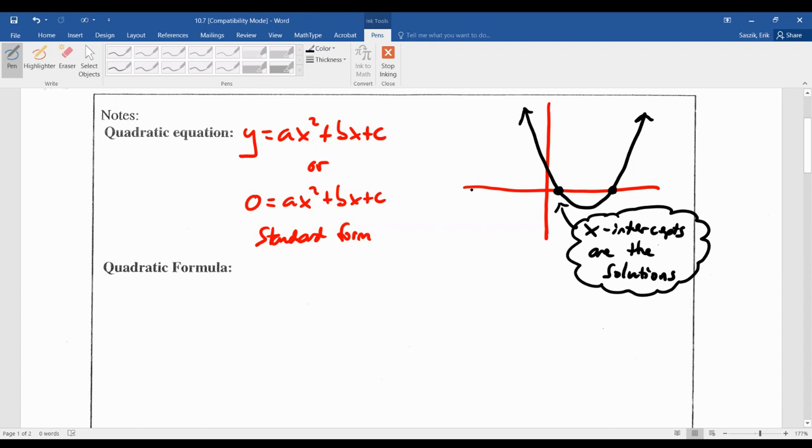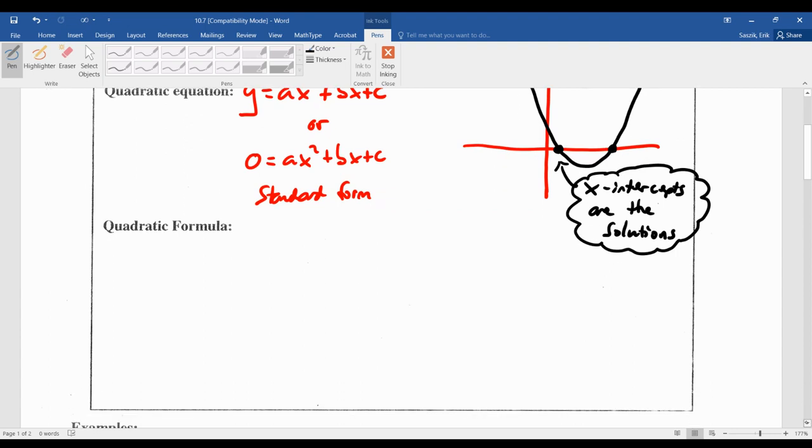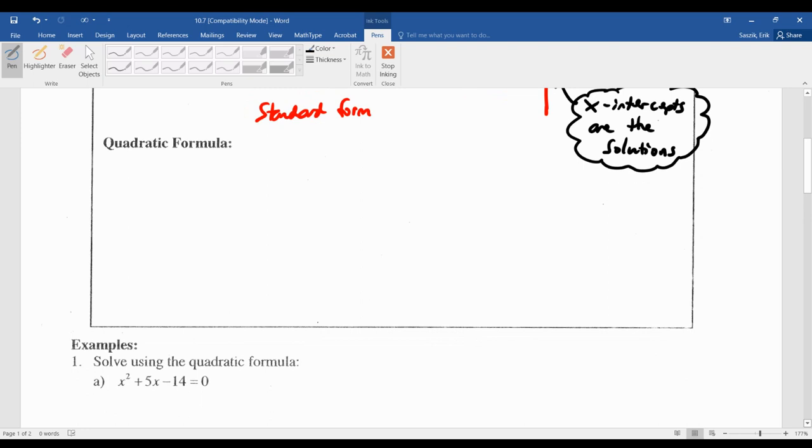Okay, notice how on the x-axis, the value of y is always 0. That's why this y is often replaced with a 0, because when we're solving an equation, we're actually finding the x-intercepts. It's where the graph crosses the x-axis, and the y value is 0 there.